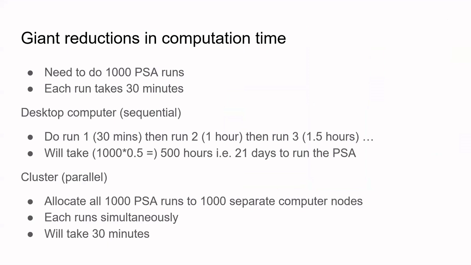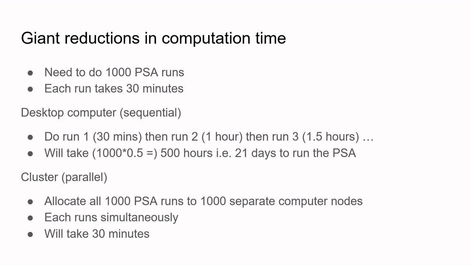Imagine you've got to run a PSA, 1,000 PSA samples, and it takes 30 minutes per sample. If you just did it sequentially on your laptop, run one would take you 30 minutes. Then run two would take another 30 minutes, so an hour. Then run three, 1.5 hours. You add it all up, it's going to be 500 hours or 21 days. That's a long, long time. It's possible, but you're tying up a computer for that long. And if you need to change anything, it mightn't be feasible.